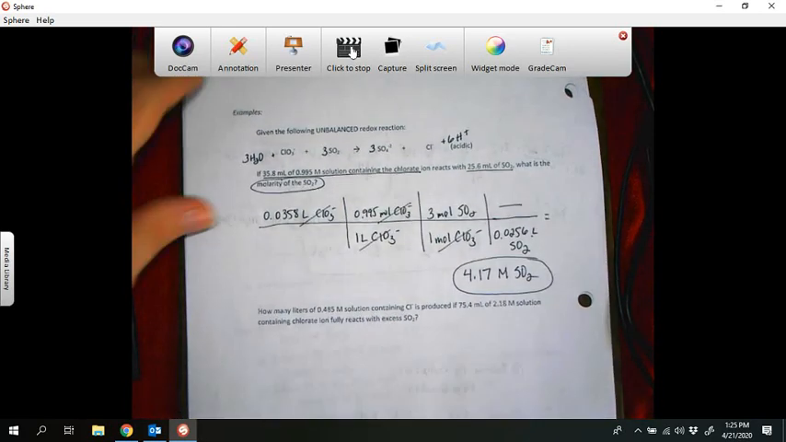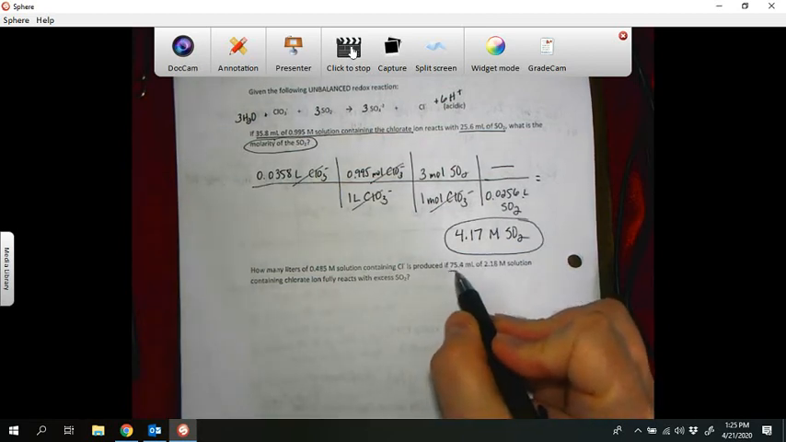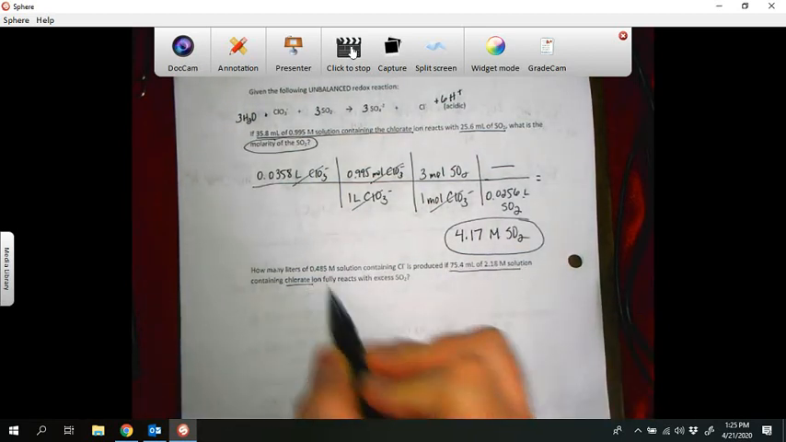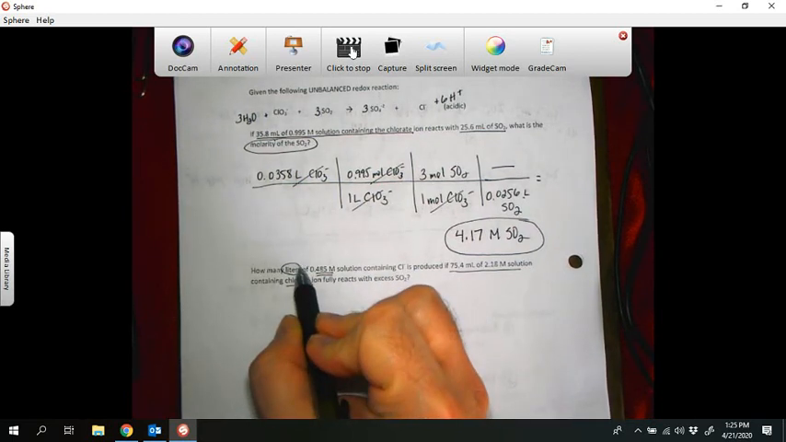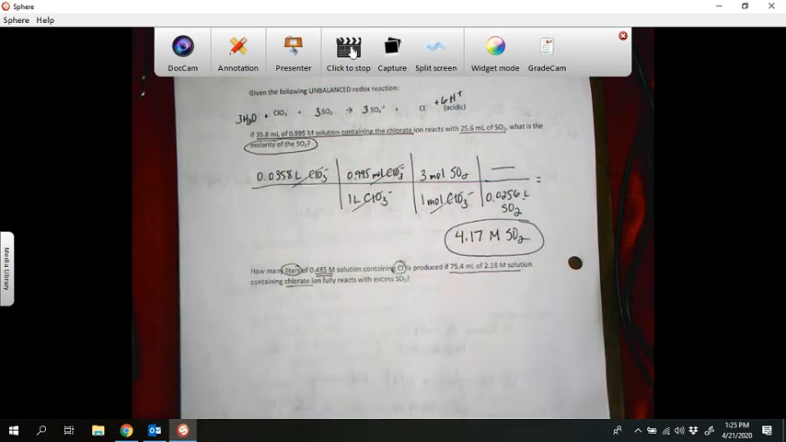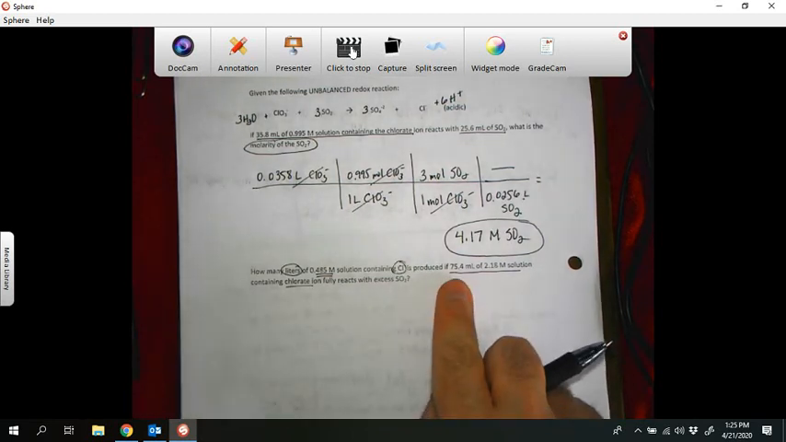Our second example, we're going to use the same equation. It says how many liters of 0.485 molar solution containing chloride is produced if 75.4 milliliters of 2.18 molar solution containing chlorate ion fully reacts with the SO2. We're going to start with the thing that we have the most information of. We're given another piece right here, but we want to know how many liters of chloride. So we're going to start with our liters again, and we're going to convert the milliliters into liters.